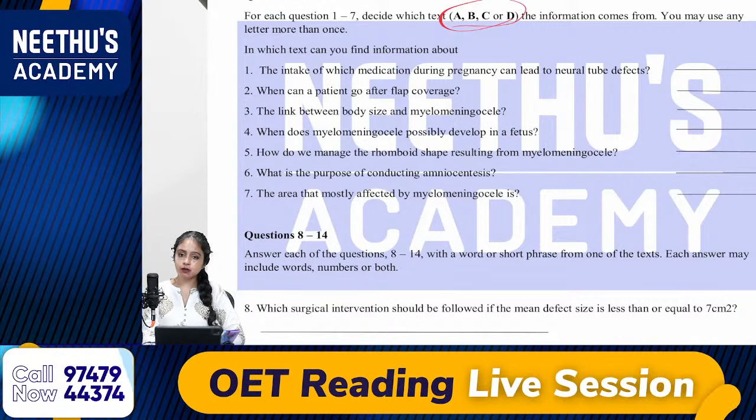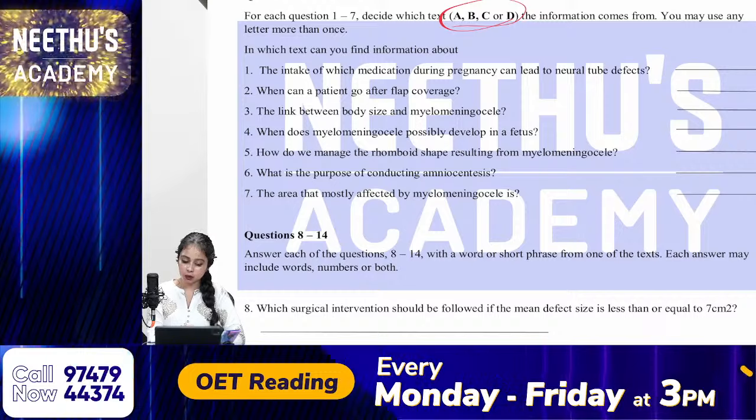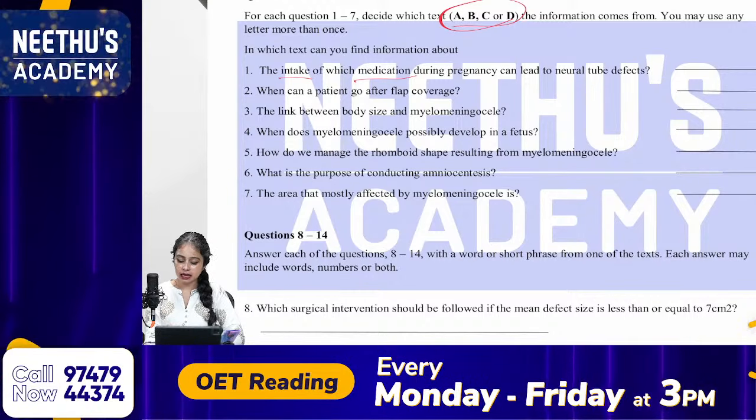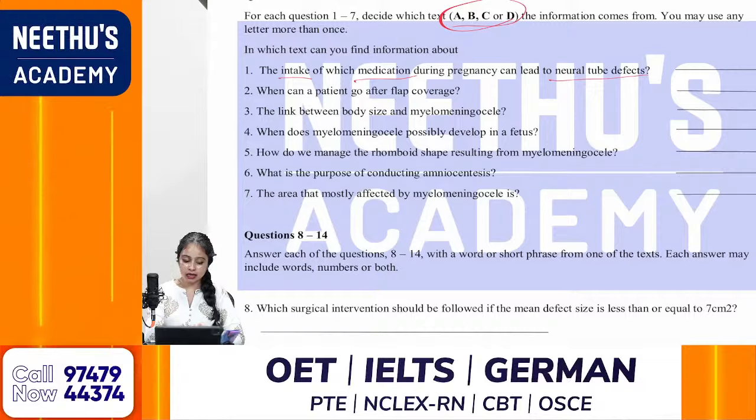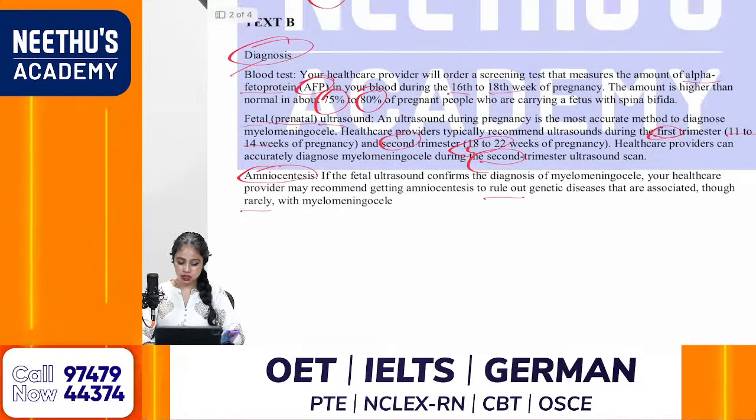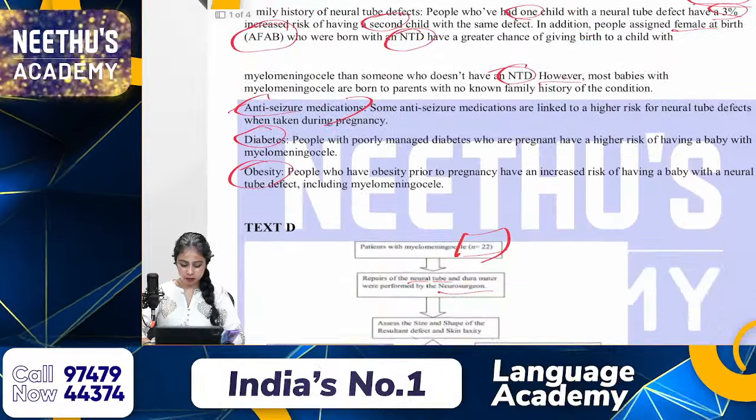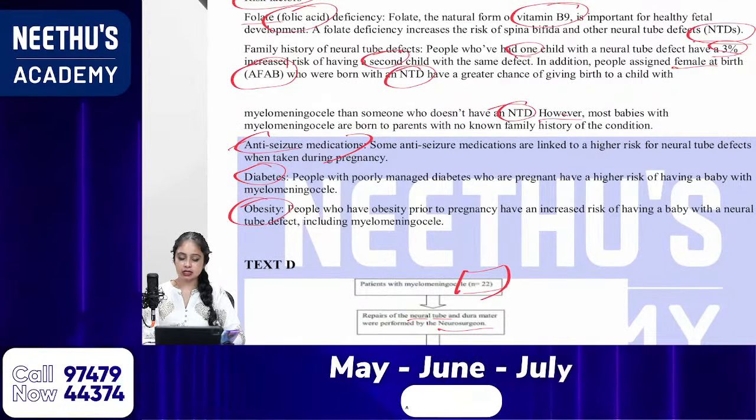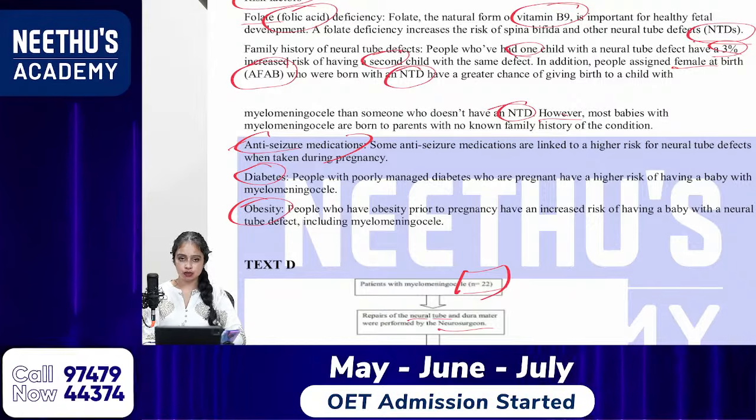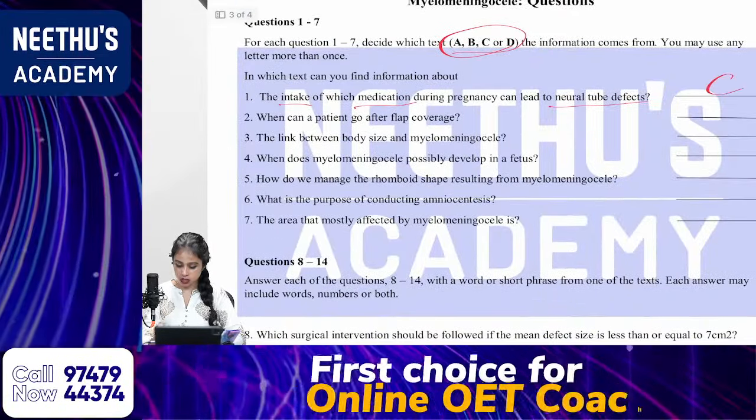The intake of which medication during pregnancy can lead to neural tube defects? So my keywords: intake, medication, as well as neural tube defects. As you know, the medication is mentioned in which text? It's all about text C. See, anti-seizure medications, some anti-seizure medications are linked to. So that is from text C. So our answer should be C.